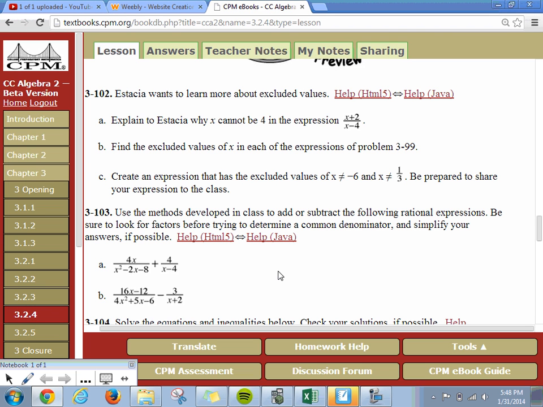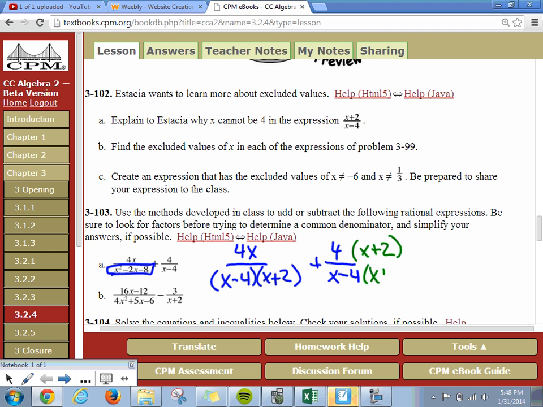First, what we're going to want to do is we're looking at x squared minus 2x minus 8. We want to factor that out to see really what we're working with. So we've got 4x over, and then something that multiplies to negative 8 but adds to negative 2 would be x minus 4 and x plus 2. And then we want to add it to 4 over x minus 4. And so we can see for our second one, we're going to need to include x plus 2.